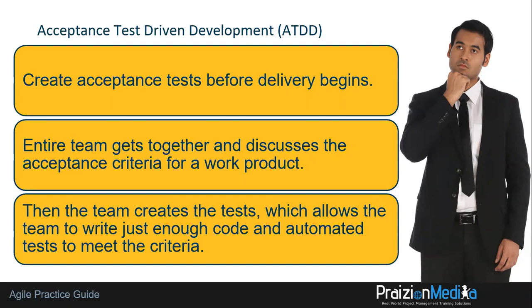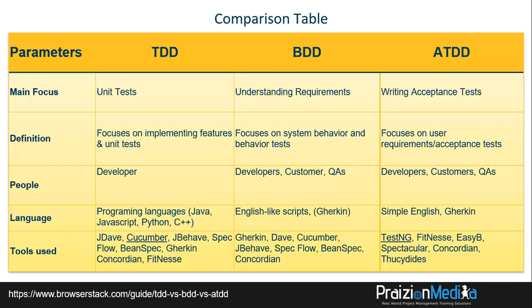So my friends, let's take a look at all of these, TDD, BDD, and ATDD, all on one screen in a comparison table from the good people at BrowserStack. Here you can see the main focus of TDD is unit tests. BDD, the main focus, understanding requirements, really collaborating, getting your arms around it, using the concept of 5 whys and English-like scripts. ATDD, it's all about writing acceptance tests, getting to understand though, but really writing those acceptance tests. The definition of TDD, focusing on implementing features and unit tests. BDD, focusing on system behavior and behavior tests. ATDD, focusing on user requirements or acceptance tests.